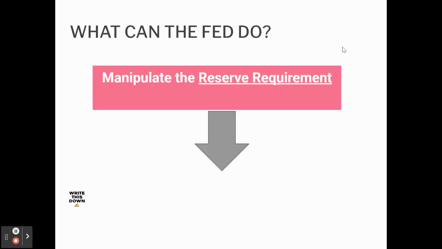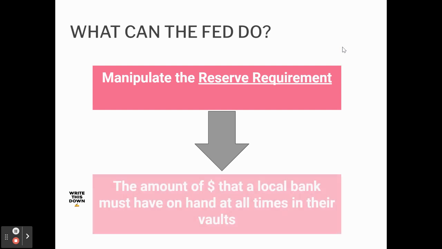So there's a couple things that the Fed can do that deal with monetary policy that relate to your access to perhaps get loans from your bank. The first thing the Fed can do, the first tool it has in its toolbox, is it can manipulate what's called the reserve requirement. So again, the Fed is the bank that regulates what your bank is able to do. And if they change the reserve requirement, they're basically changing the amount of money that your bank has to have on hand at all times in their vaults, right?